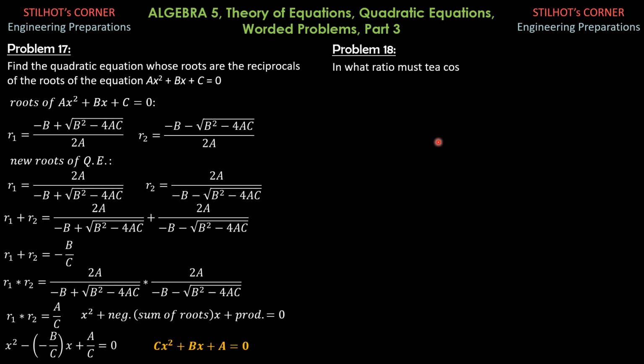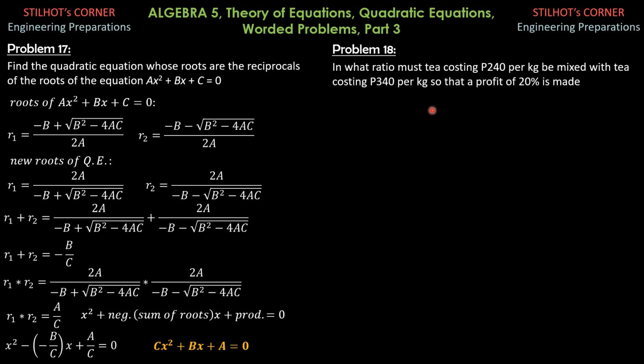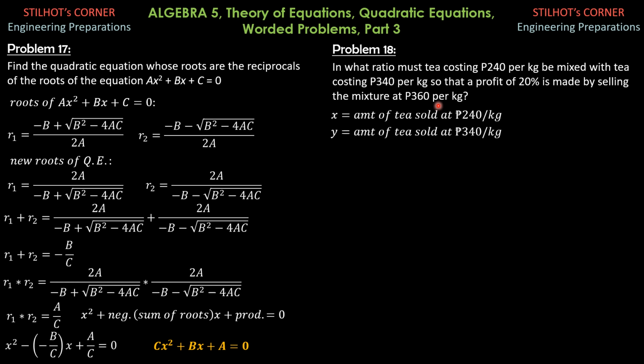we have, in what ratio must tea costing 240 pesos per kilogram be mixed with tea costing 340 pesos per kilogram, so that a profit of 20% is made by selling the mixture at 360 pesos per kilogram? So for the solution, let us denote X as the amount of tea sold at 240 pesos per kilogram, and Y as the amount of tea sold at 340 pesos per kilogram.